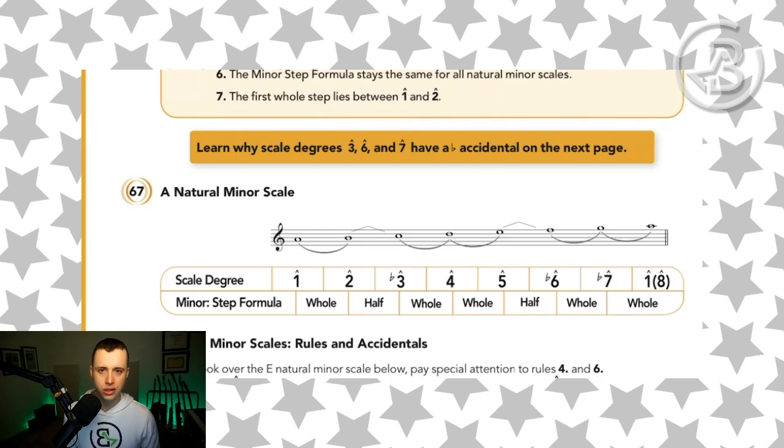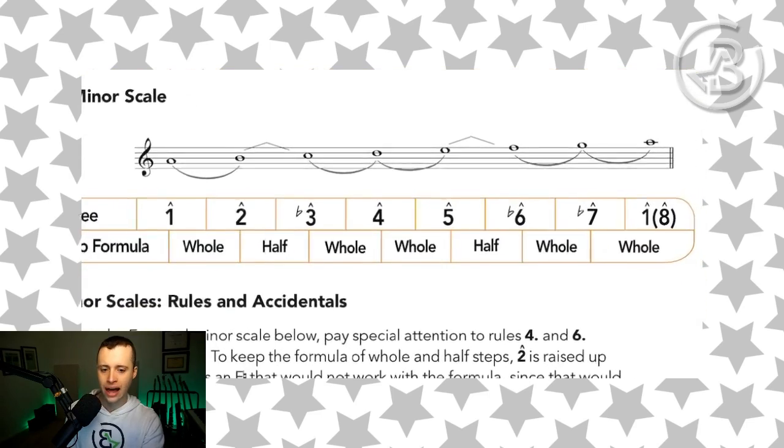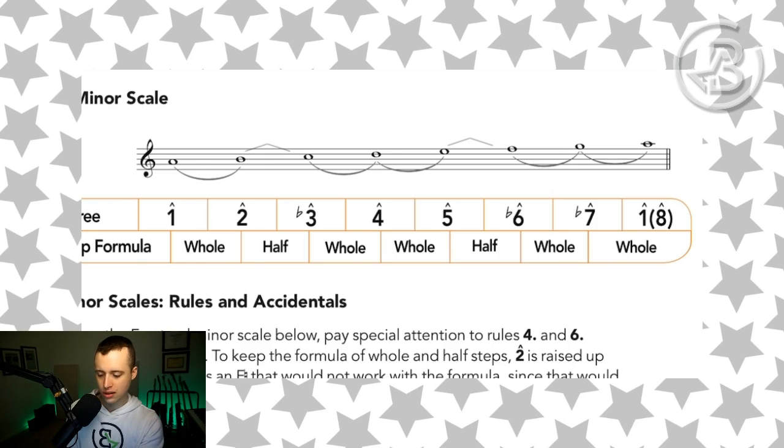So just like with the major scale, how we went whole, whole, half, whole, whole, whole, half, for the natural minor scale, we go whole, half, whole, half, whole, whole, and it works the same way as the major scale. So scale degree 1 to scale degree 2, there's a whole step between them. Same as the major scale. Now here's where it changes. Scale degree 2 to scale degree 3, there's actually a half step in between them. Scale degree 3 to scale degree 4, there is a whole step. Scale degree 4 to scale degree 5, there is a whole step.